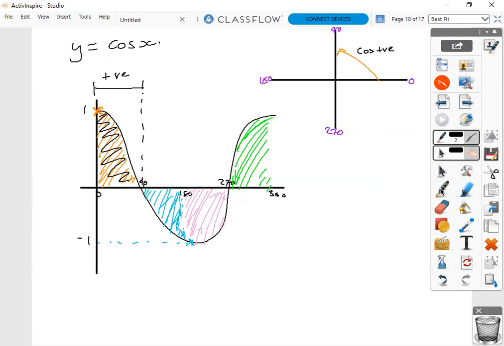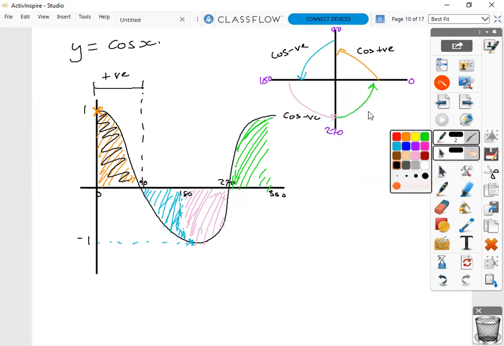Between 90 and 180, cos will be negative. 180 to 270, cos is negative. 270 to 360, cos becomes positive again. Okay, so that's sine graphs and that's cos graphs.